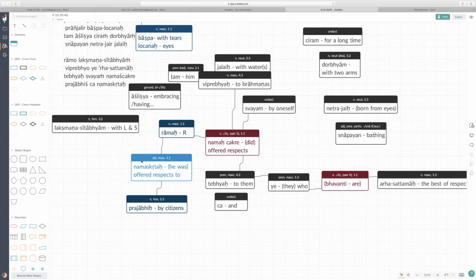This in itself, these three words here, is a small sentence. It's a passive sentence. Ramaha namaskritah prajabhihi. Okay.